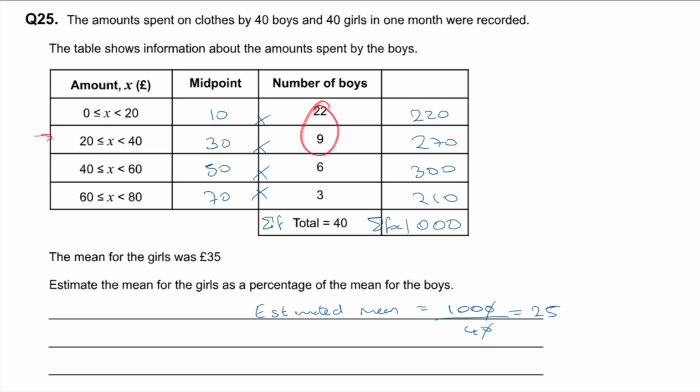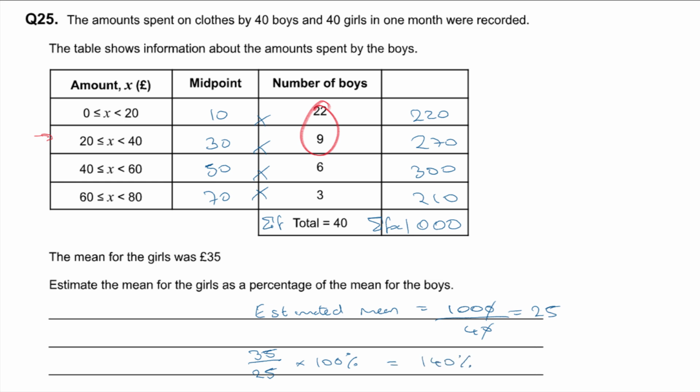We know that the mean for the girls was 35. Estimate the mean of the girls as a percentage of the mean of the boys. Right, so what is the girls as a percentage of the boys? Girls as a percentage of the boys would be the girls amount, which is 35, as a percentage of the boys amount. So it's going to be 35 over 25 times 100. 35 divided by 25 times 100, that comes to 140%.